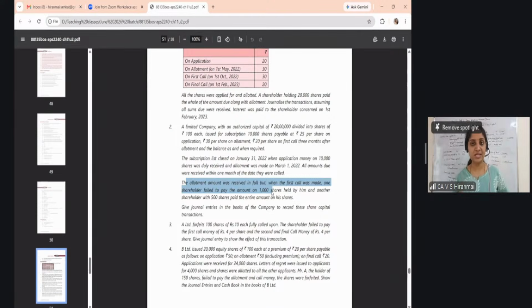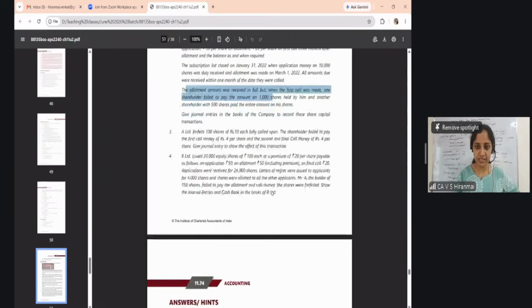But if nothing is given to you, then how will you compute? So here, just pass the journal entries and give a note that here allotment only came, the other one was not there. You cannot compute the interest in the absence of the information given for the dates and months.